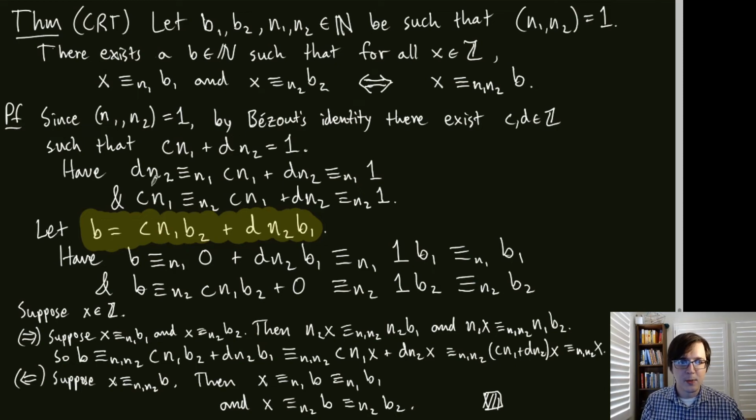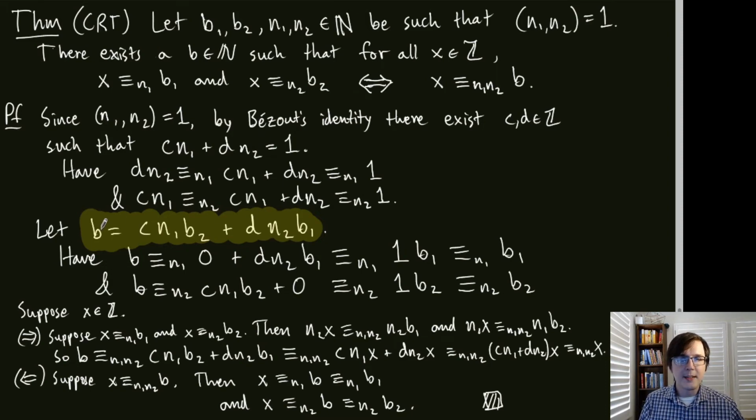So one way to say it is that we'll look at d times n2, then that is congruent mod n1 to c times n1 plus d times n2, because this term with n1 is congruent to 0 mod n1. And then this we said was 1, so d times n2 is congruent to 1 modulo n1. Similarly, c times n1 is congruent to 1 modulo n2. So those are some key properties about these numbers that we got.